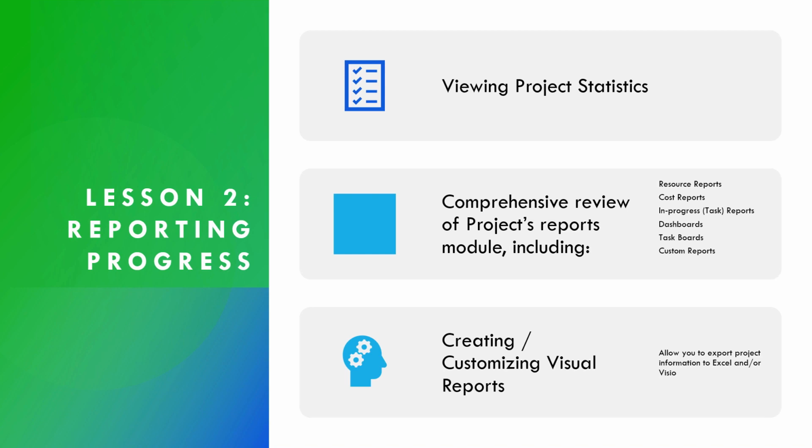Lesson 2 is reporting progress. Before we get into the reports module in Project, I'll show you how you can view your project statistics to compare them against the baseline very easily. Then we'll get into a comprehensive review of all of Project's report types, including resource, cost, and task reports, as well as dashboards, task boards, and custom reports. We'll end this lesson by creating and customizing visual reports. Visual reports allow you to export project information to Excel and/or Visio.